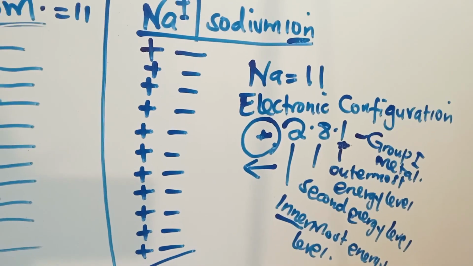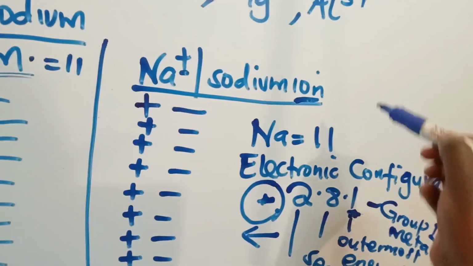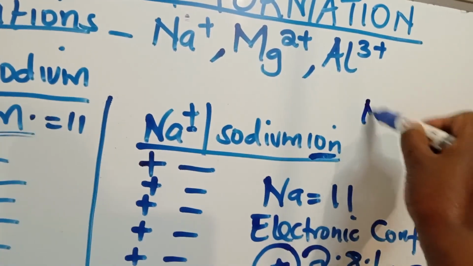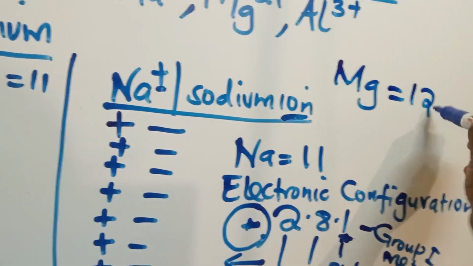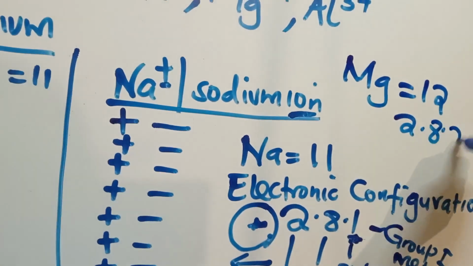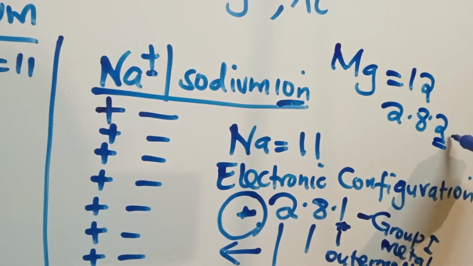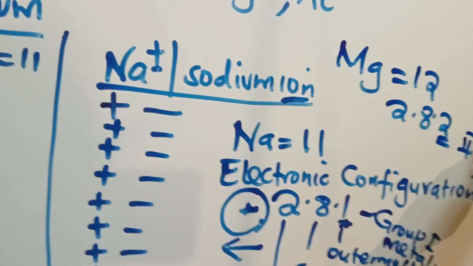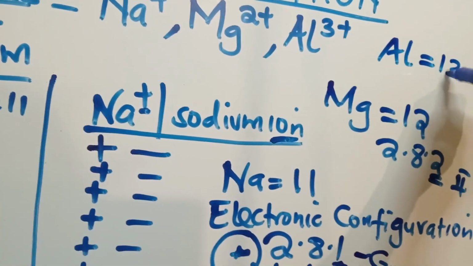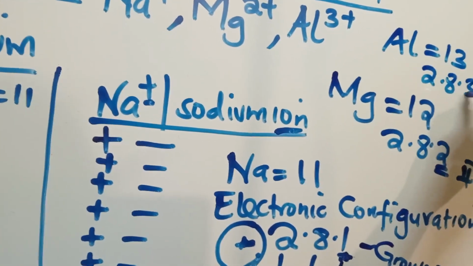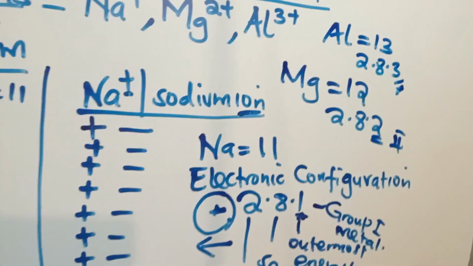If it had 2, like in the case of magnesium, atomic number 12 with 2.8.2, having 2 means that it is in group 2. Aluminium, with atomic number 13, is 2.8.3. With 3, it means it is in group 3.